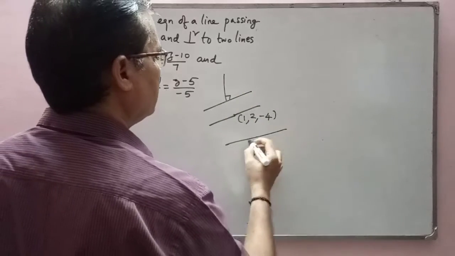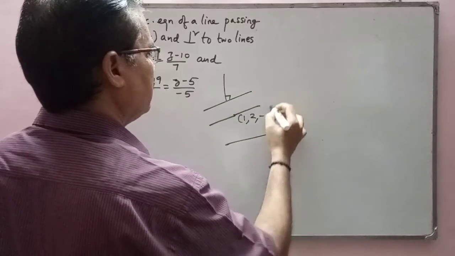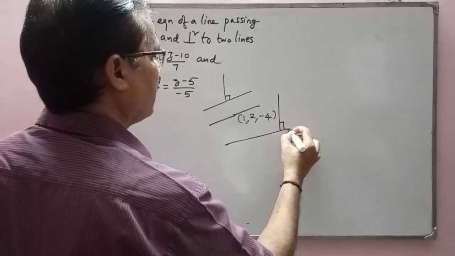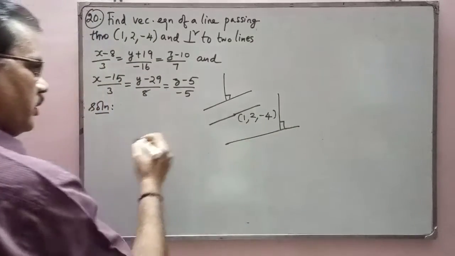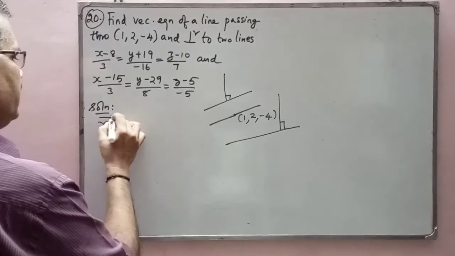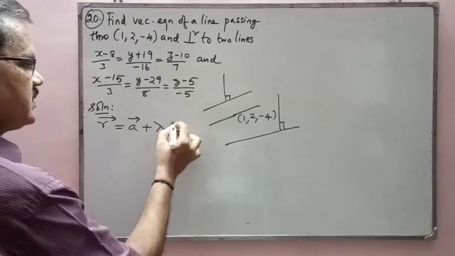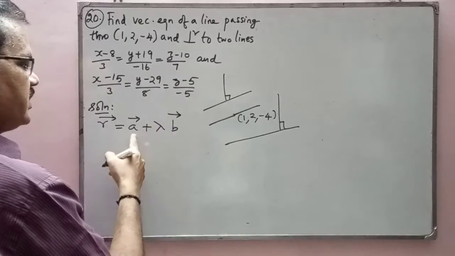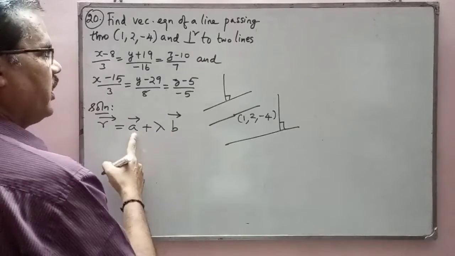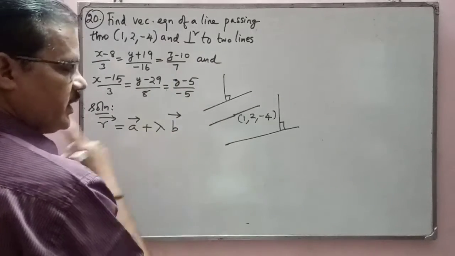Now, to write the equation of a line, what all do we need? The equation of a line passing through a point and parallel to a vector is r vector equals a vector plus lambda into b vector. We have a point here. We need to find the direction.